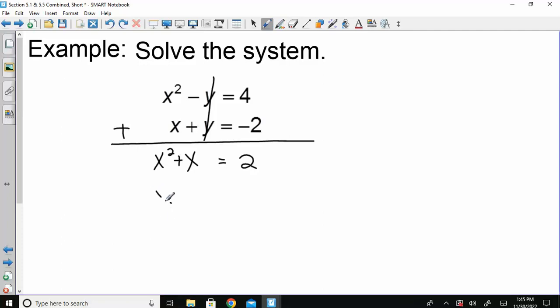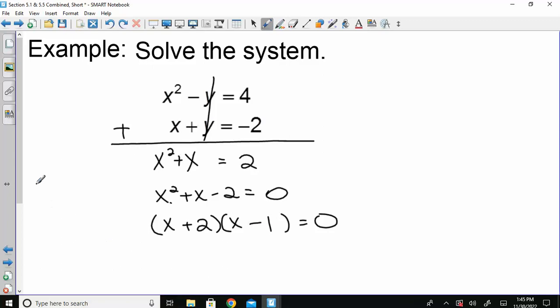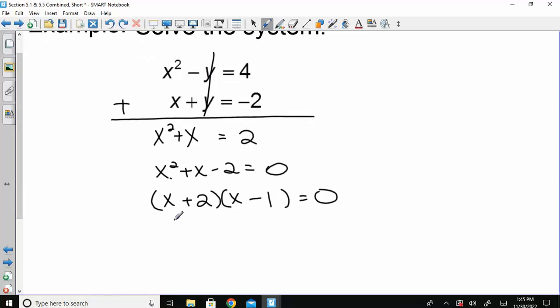How do you solve a quadratic? Set it equal to 0. Right, and then we can do the shortcut method here. So multiply to negative 2 and add to positive 1. Positive 2 and negative 1. If we set those equal to 0, we get x to be a negative 2 and a 1. Is that okay?